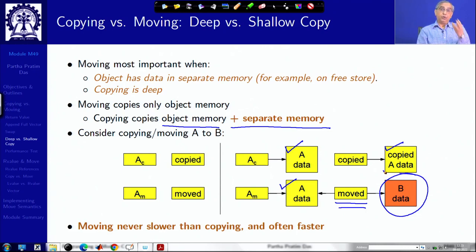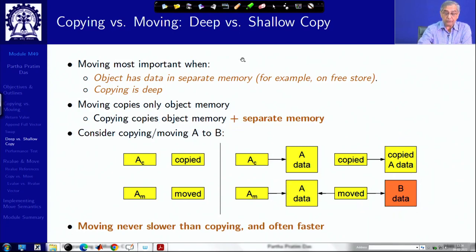So, whenever the source from where I want to make a duplicate is not required after this operation, I can certainly do move instead of doing copy. Certainly, it will always be faster to do that.